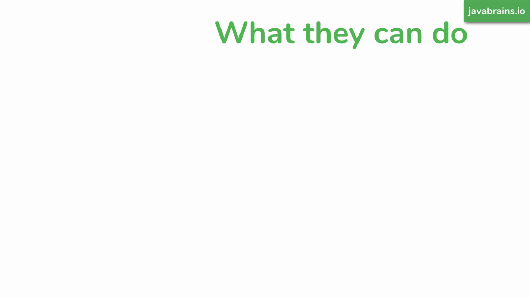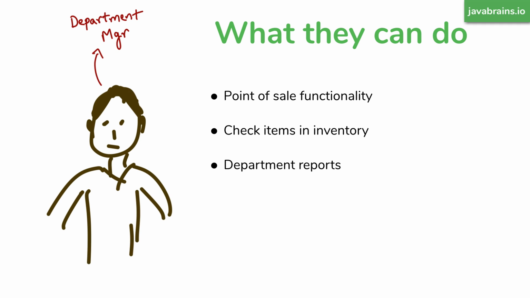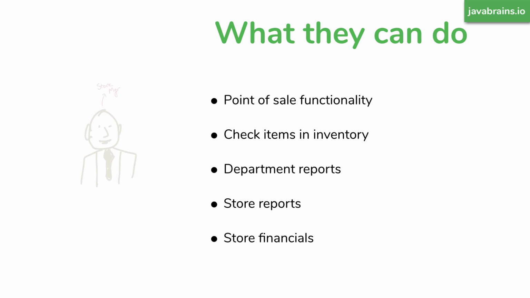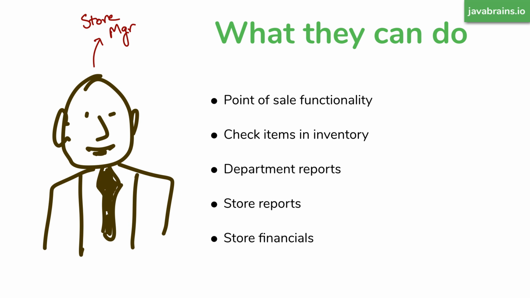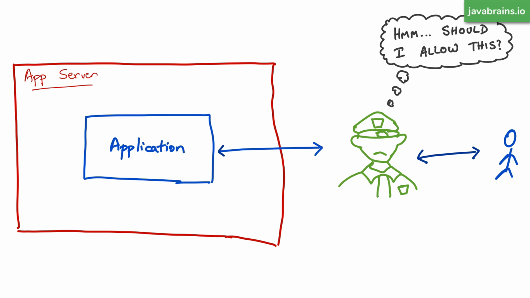A store clerk, for example, can probably access point-of-sale functionality or check if something is in stock. A department manager can probably see how his or her particular department is doing. And the store manager can see everything across the store, across all departments. So every time anybody accesses anything in the application, the app is doing this binary yes or no decision to arrive at an answer to the question, should this user be allowed to do this operation?